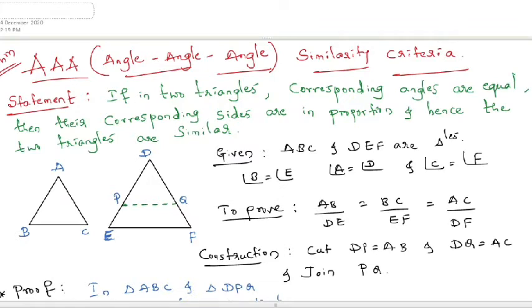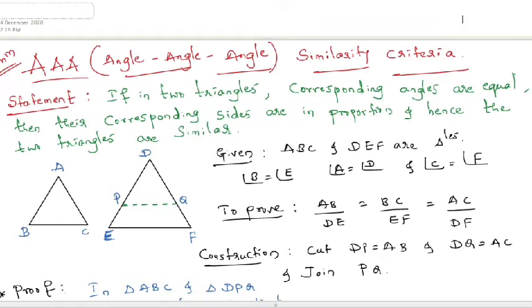Last class we solved exercise 2.2. In this class we are discussing similarity criteria. First one is the angle criteria, or AAA similarity criteria. The statement is: if in two triangles corresponding angles are equal, then their corresponding sides are in proportion and hence the two triangles are similar.